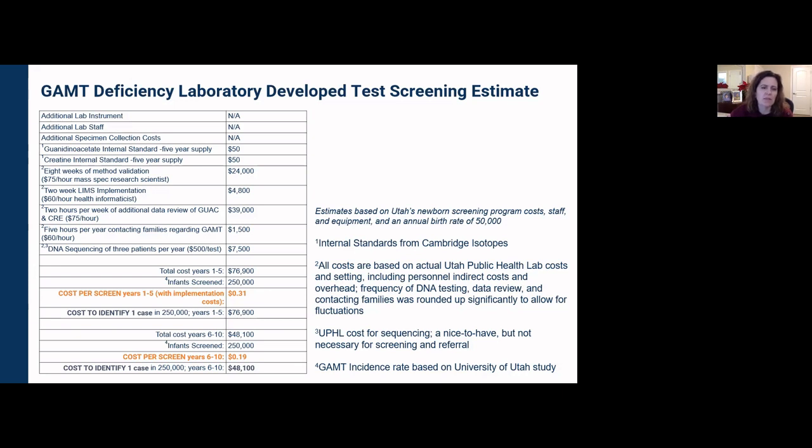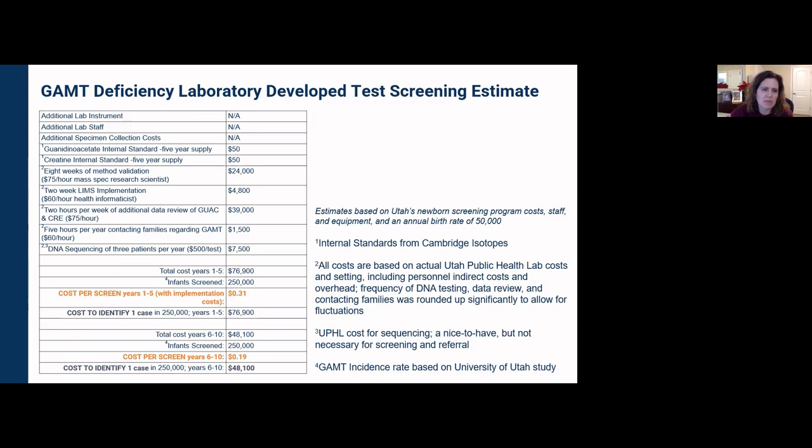And then we also added in the time for just the additional review of the data weekly and contacting 5 families a year about a borderline result, and then sequencing 3 patients a year. And these are all very padded. We didn't sequence that many families in a year, but this is kind of the highest possible rate, just so that we were very generous in our estimate.